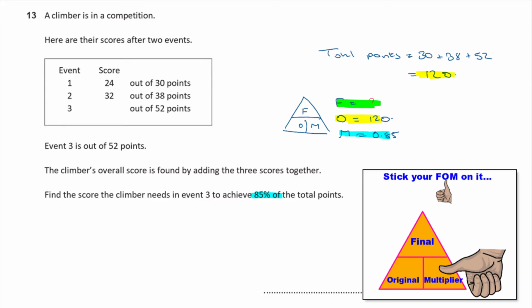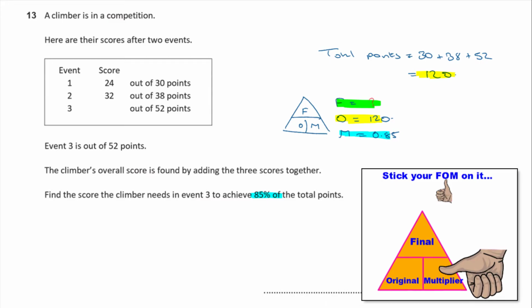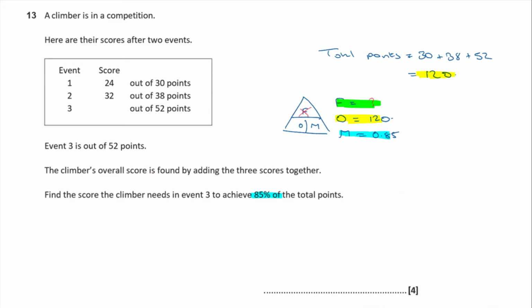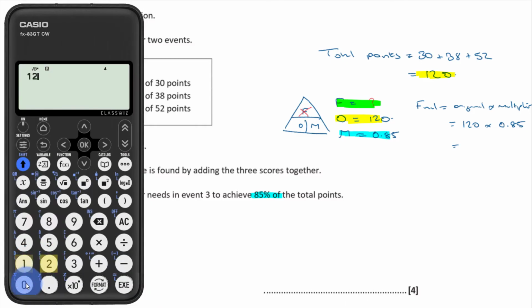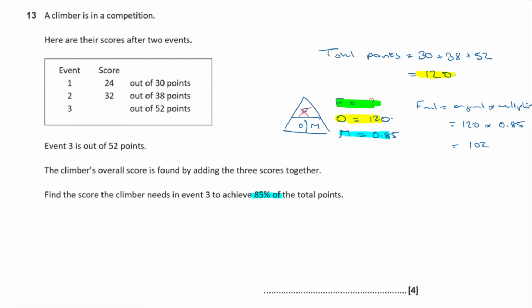So how do I do that? Well, cover up the F. F equals O times N. The final is equal to the original times the multiplier. The original is 120. The multiplier is 0.85. So multiply those together. 120 times 0.85 comes to 102. So he's going to need 102 marks in total.